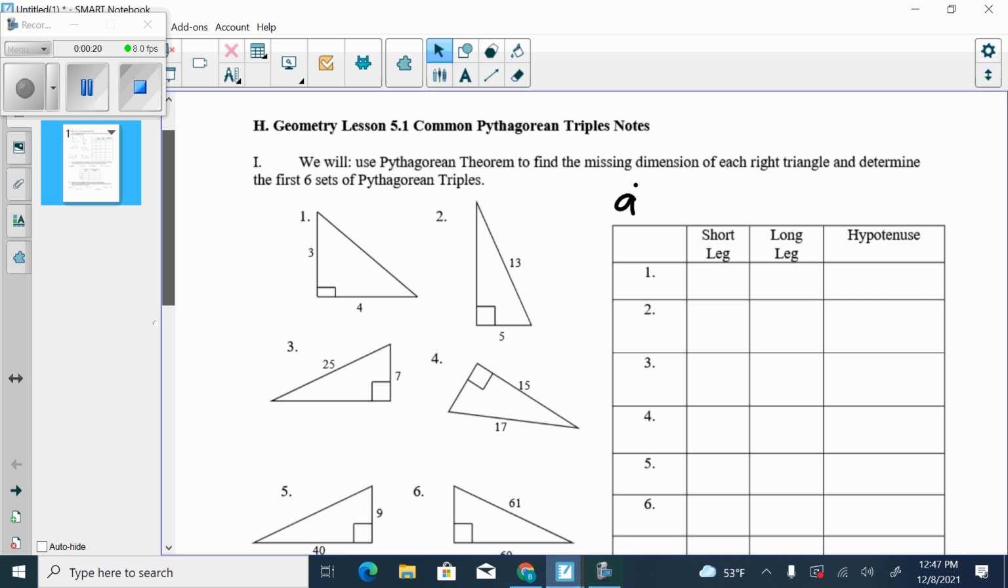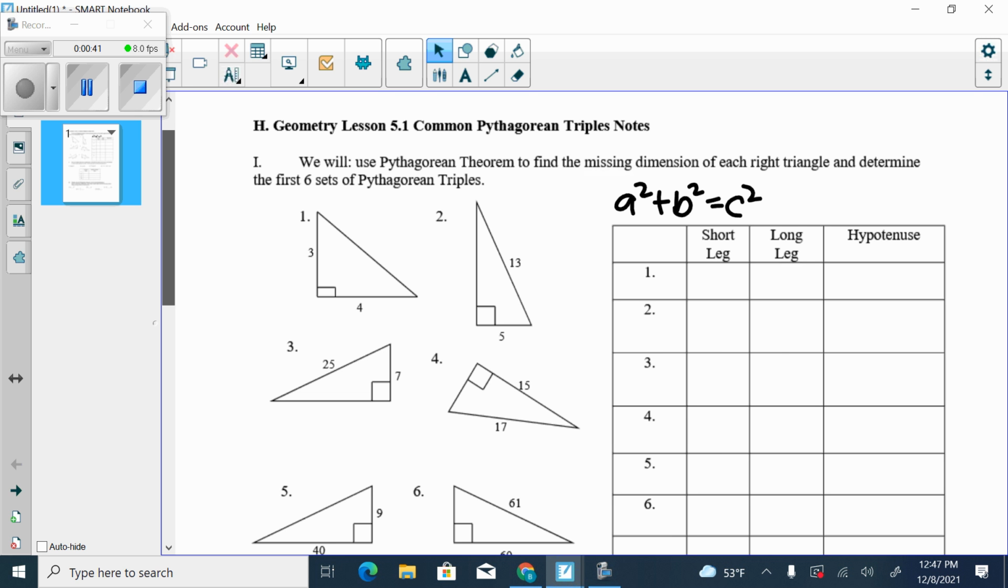So we got a squared plus b squared equals c squared, where a and b are supposed to be the two shorter sides, while c is the hypotenuse, right? C is always the one directly across from the 90-degree angle, okay? All right, so we are going to fill in this chart looking at these figures.